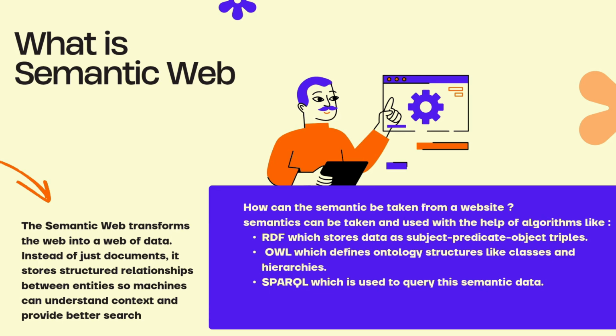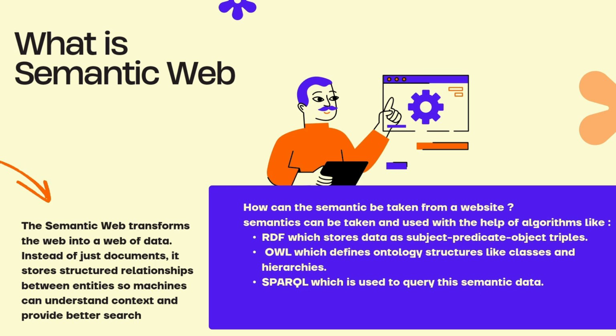It has no context. So the semantic web fixes this by organizing data into structured relationships. Instead of just linking pages to pages, we link facts to facts. So a machine doesn't just see the word Paris. It knows Paris is a city, a city is a place, and that place has a population and a location.